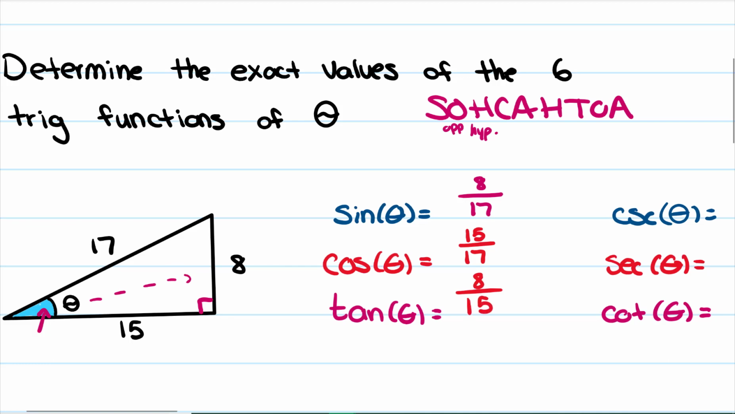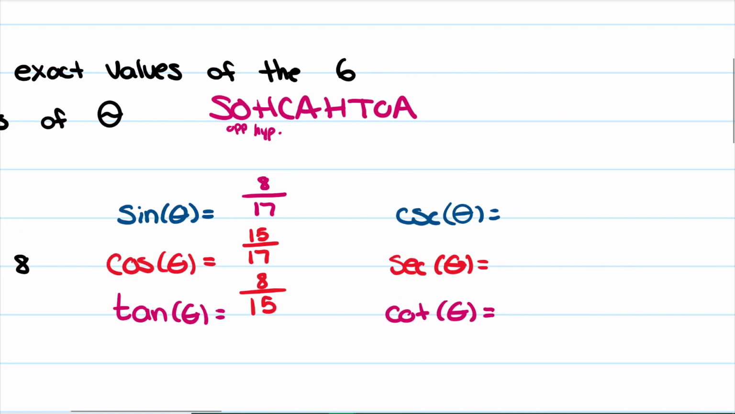And in order to find cosecant, secant, and cotangent, you could use their definitions, or you know that they're the reciprocal. So since cosecant's the reciprocal of sine, we get that cosecant is 17 over 8, secant is 17 over 15, and cotangent is 15 over 8. And we just get that by doing the reciprocal identities.